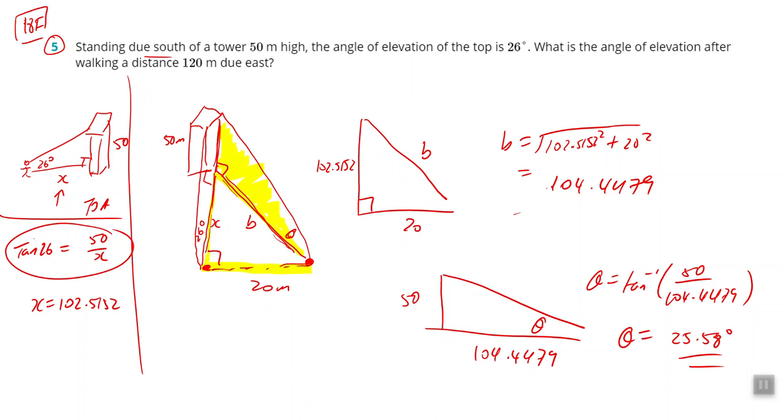So that was quite an involved question because you needed to use SOHCAHTOA, you needed to use Pythag, and you needed to use SOHCAHTOA again to solve for these unknown angles. So hopefully that helps with that question.